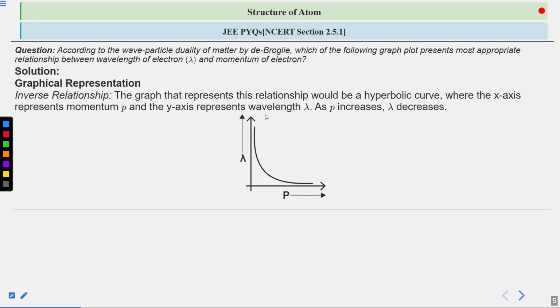So this will be the correct graph: as the value of lambda increases, the value of momentum will decrease, right? Because as you go in the increasing direction of lambda, p increases going in the reverse direction on the left hand side, right? So this graph represents the correct plot of wavelength of electron lambda and momentum of electron p. Hence the correct answer is our option D.